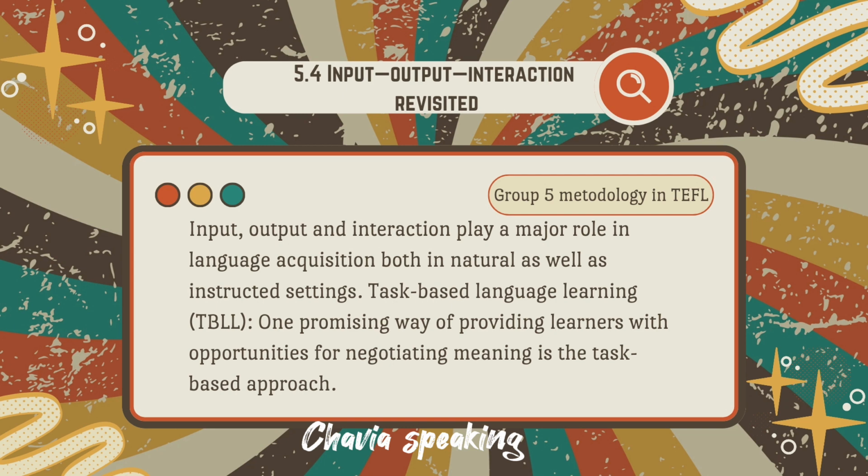5.4 Input, Output, Interaction Revisited. Input, output, and interaction play a major role in language acquisition both in natural as well as in structured settings. Task-based language learning is one promising way of providing learners with opportunities for negotiation of meaning.